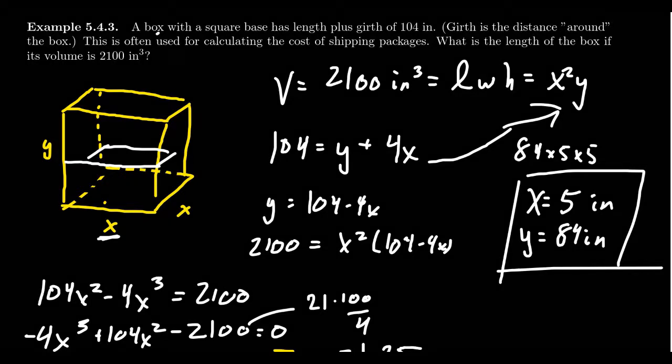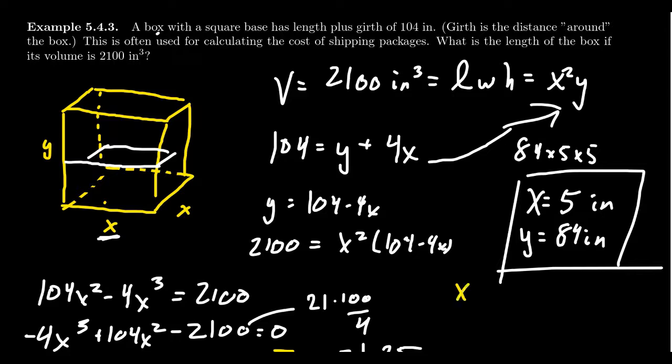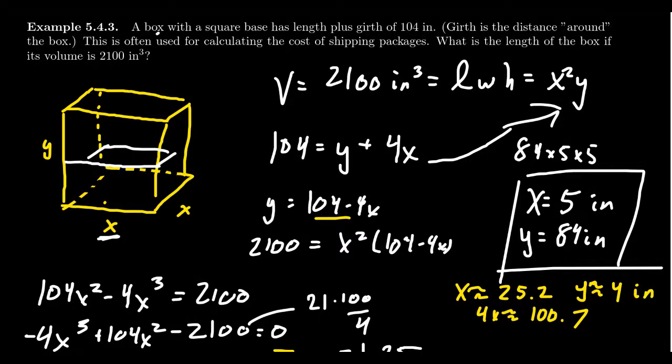The other possibility we still have to consider is if x was approximately 25.2. If you multiply that by 4, it gives you about 100.7 or something like that. I'm rounding, of course. If you subtract that from 104, that is an acceptable girth, and it gives you a length of about 4 inches. That is a possibility, and I'm going to throw this one out from consideration.